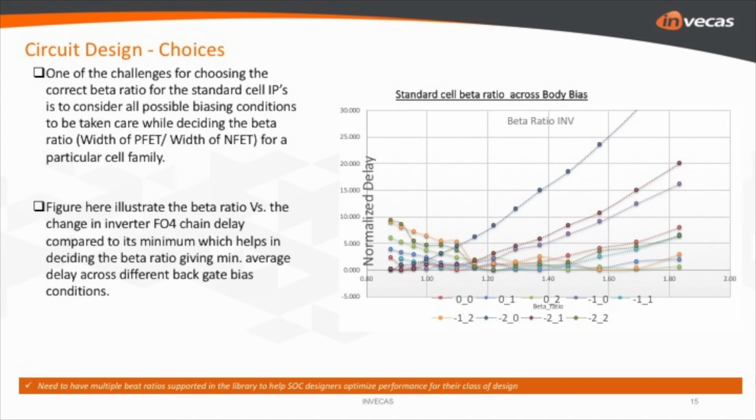efficiency. If we look at the standard cell beta ratio across body bias, one of the challenges for choosing the correct beta ratio for the standard cell IPs is to consider all possible biasing conditions while deciding the beta ratio, width of the PFET versus width of FinFET for a particular cell family. So the figure here illustrates the beta ratio versus the change in inverter chain delay compared to its minimum, which helps in deciding the beta ratio, giving minimum average delay across different backgate bias conditions.